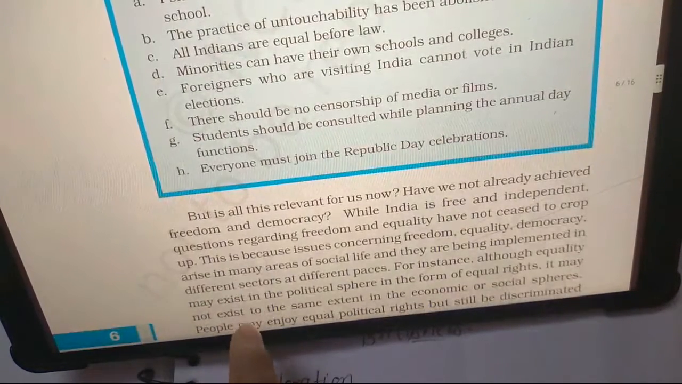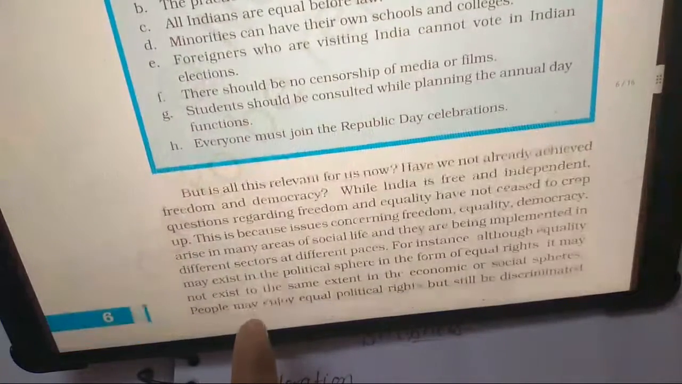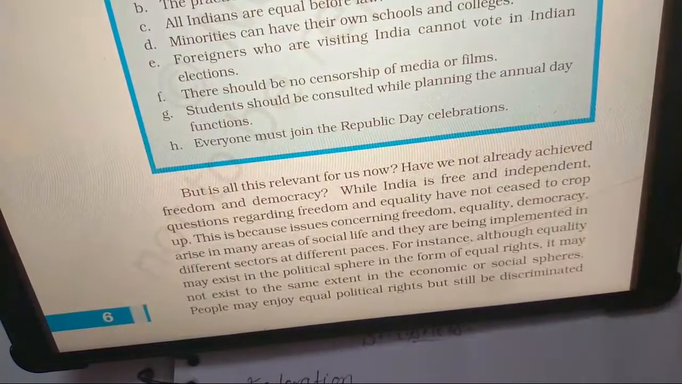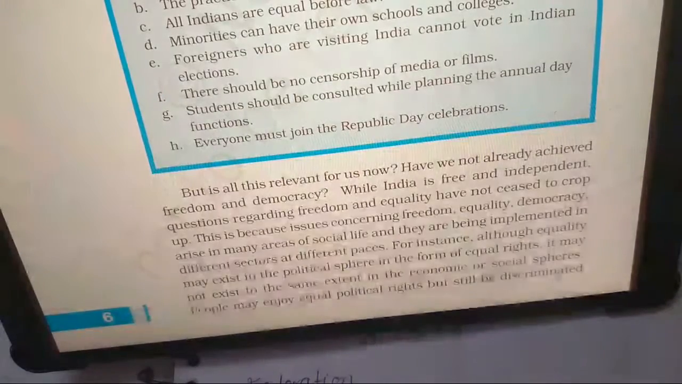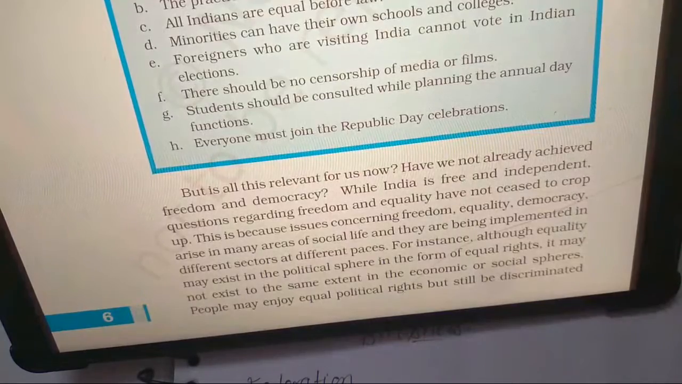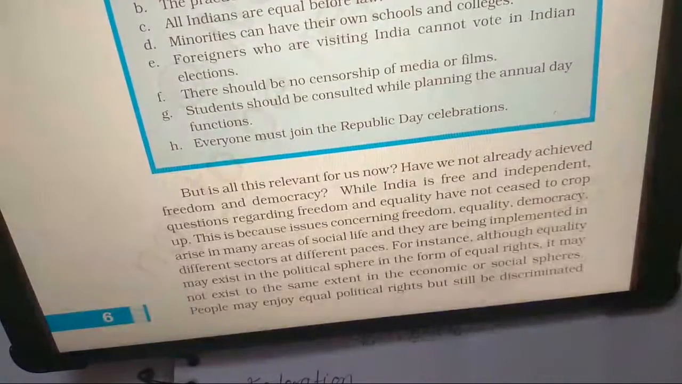But is all this relevant for us now? Have we not already achieved freedom and democracy? While India is free and independent, questions regarding freedom and equality have not ceased to crop up. This is because issues concerning freedom, equality, democracy arise in many areas of social life and they are being implemented in different sectors at different paces.